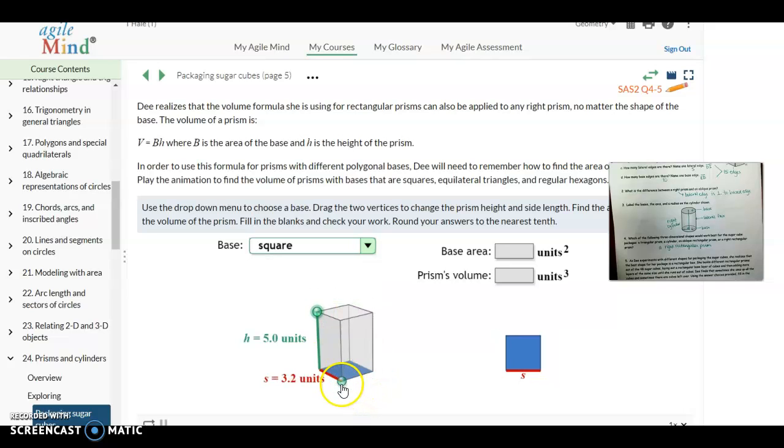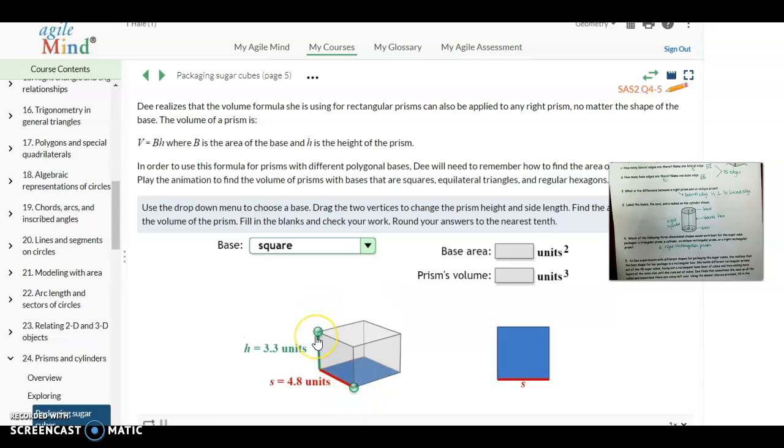You're going to change the dimensions to match what is given in the problem, and you're going to find the base area and the prism's volume. And it says to round your answers to the nearest tenth. So you can check them here to make sure you're correct. And then when you're finished, you can restart the video and we will check your answers.